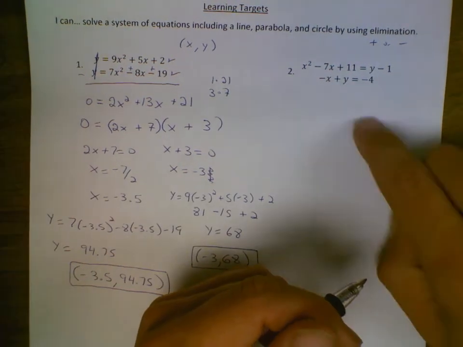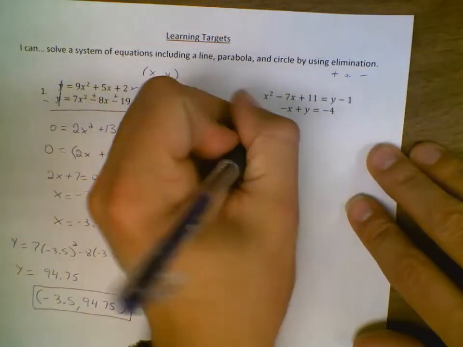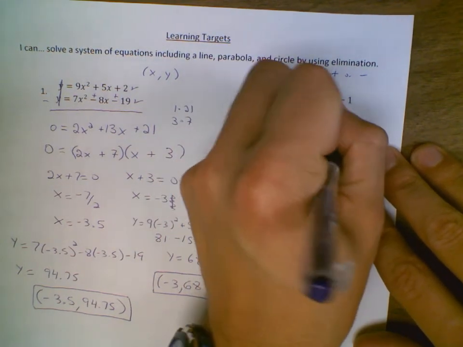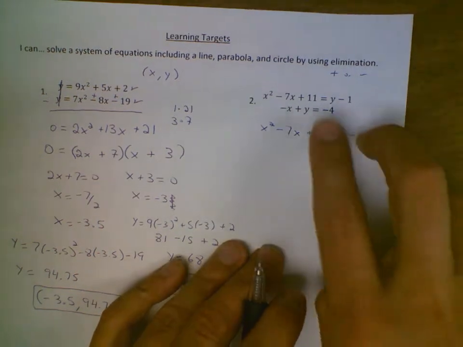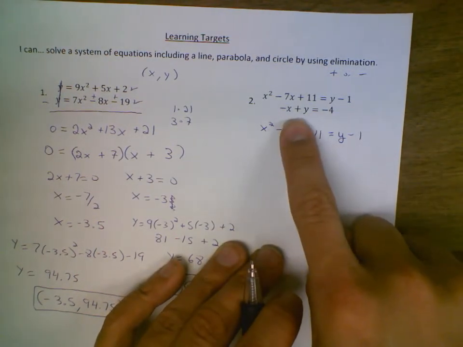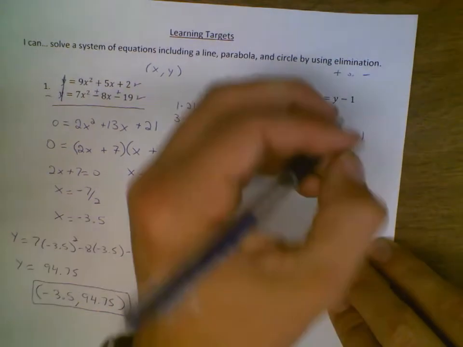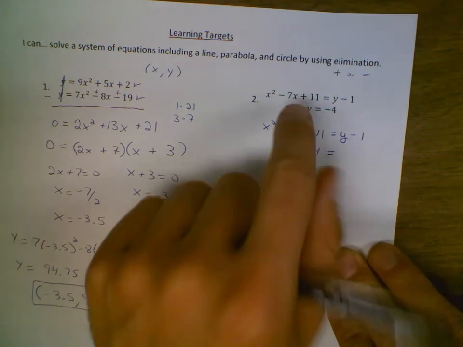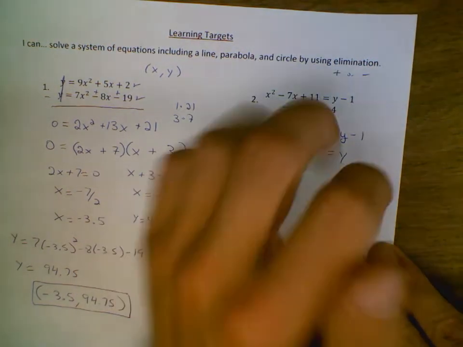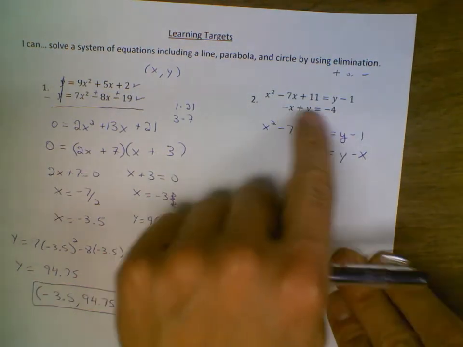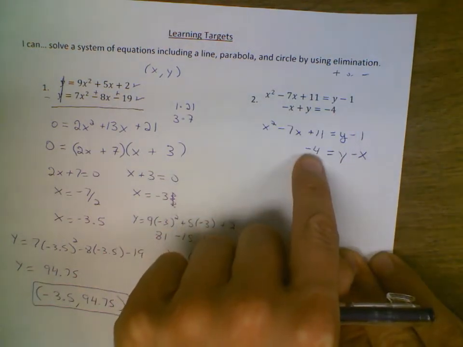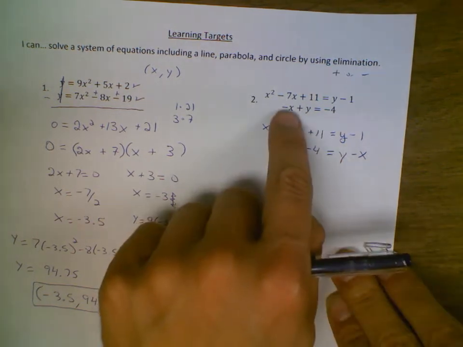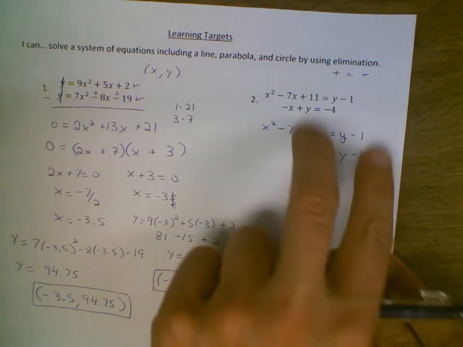So to do that, I'm going to keep the first equation the same. I'm going to leave it as x squared minus 7x plus 11 equals y minus 1. But then I'm going to flip this guy and do a little rearranging. I'm going to move negative 4 over to the left side. And then negative 4 equals a positive y and a negative x. Okay, so this is really the same thing as this, right? Negative 4 equals a positive y, negative x. Okay, so I'm just rearranging the bottom guy.